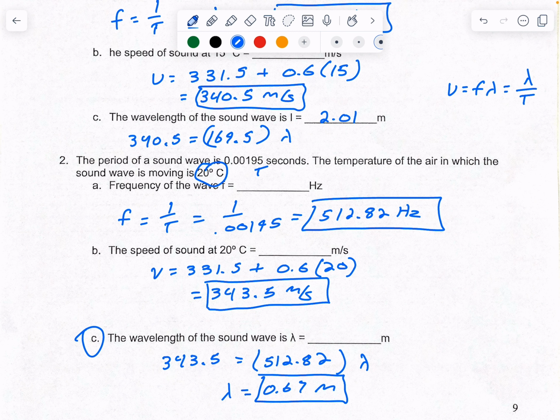Be real careful with this because it may not just be step by step. More than likely it won't be. Make sure you can read a problem like this and go straight to step C by knowing how to do A and B. Okay, and that will end that one.